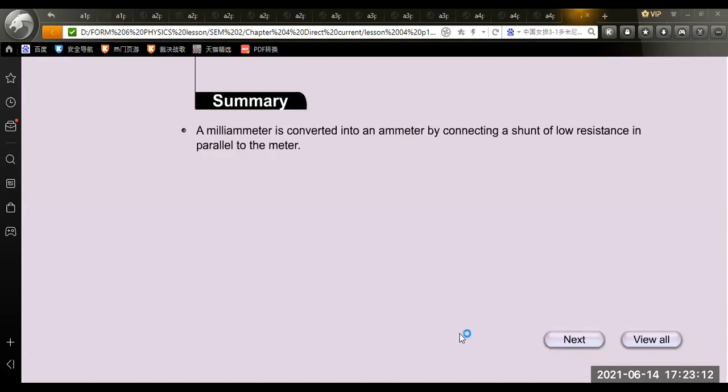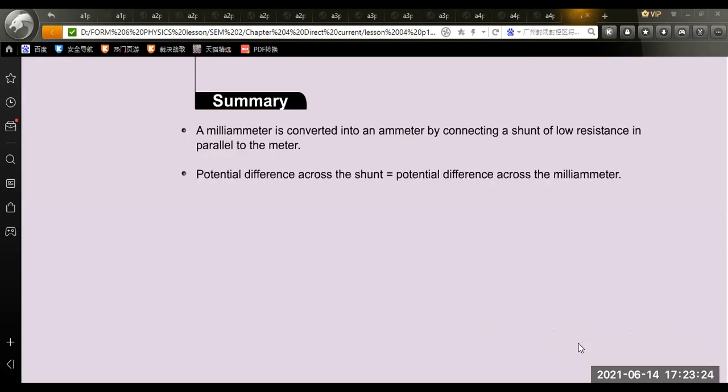As a summary, a milliammeter is converted into an ammeter by connecting a shunt of low resistance in parallel to the meter. The potential difference across the shunt will be equal to the potential difference across the milliammeter.